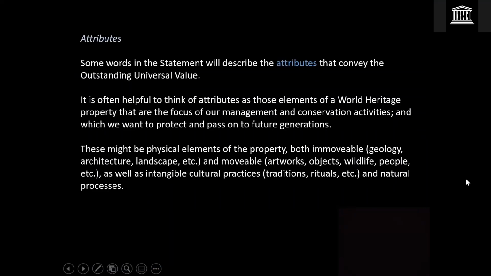Once we have identified the values within the OUV, we have to consider that these values are expressed through attributes. So it's often helpful to think of attributes as those elements of a World Heritage property that are the focus of our management and conservation activities, in which we want to protect and pass on for future generations. So they are physical elements, both immovable and movable, but also intangible cultural practices.